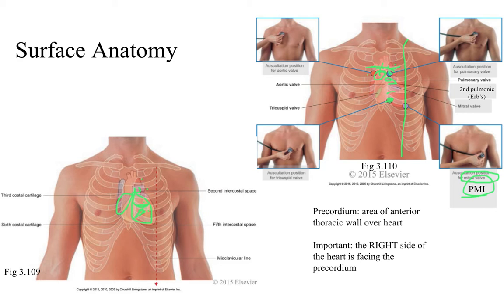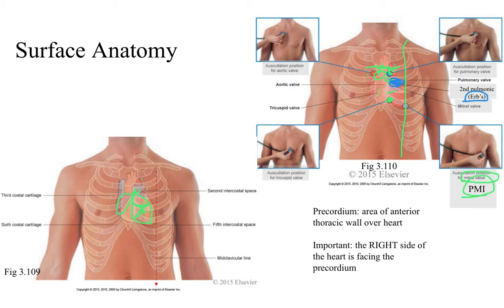Another landmark you should be aware of is right here in the third intercostal space. That's something called Erb's point or second pulmonic. So it's another place to hear the pulmonary valve if you're not hearing what you want to hear from the second intercostal space, left sternal border. All right, and so these pictures are showing you where you would place the stethoscope in those positions. And again, it all depends on touching your patient, finding out where those landmarks are, and putting your stethoscope in the appropriate place.